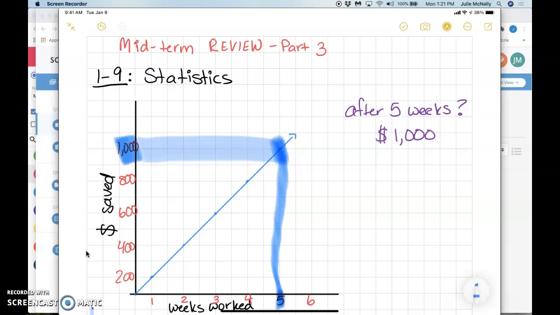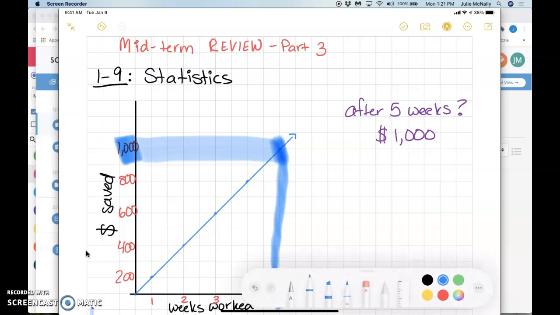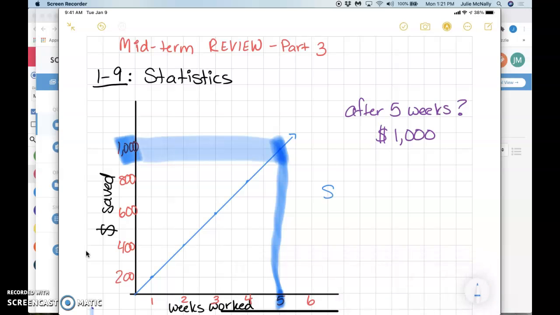And you might have another question that says, if they saved $400, how many weeks? 2 weeks. All right, so we can read this chart either way. We can read it using the bottom numbers or using the side numbers. Okay, we'll be right back.